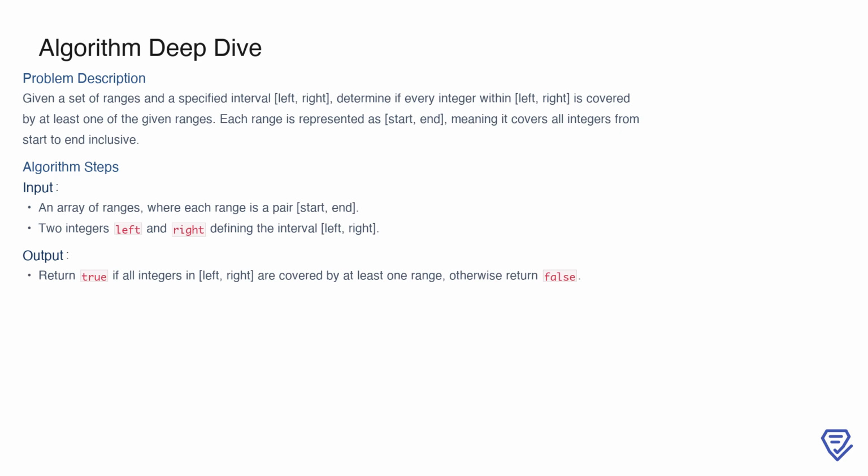The input consists of an array of ranges and the two integers, left and right, defining the interval. The goal is to return true if every integer in the interval [left, right] is covered by at least one range. If even one integer in this interval is uncovered, we return false. This sets the stage for developing a systematic approach to solving the problem efficiently.